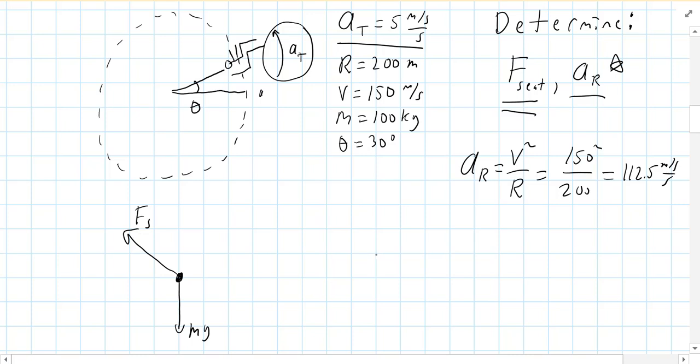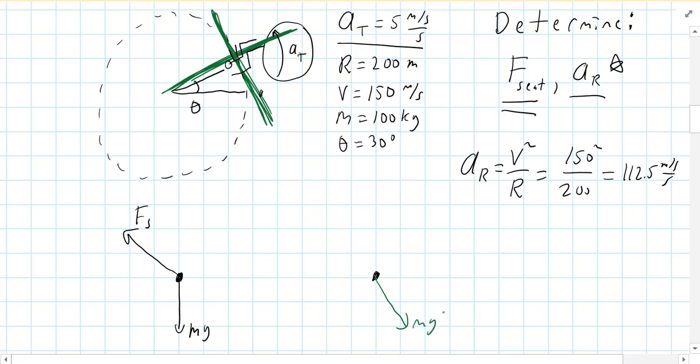Now, just like in all the other problems we've done, we're going to take those forces and break them down into components that are either parallel to the motion or perpendicular to the motion. First of all, mg is neither parallel nor perpendicular to the motion, so we have to break that down. There's going to be a component that way, and that's going to be mg.